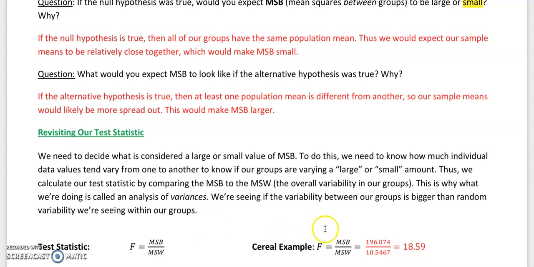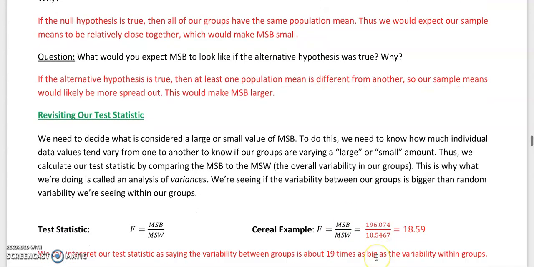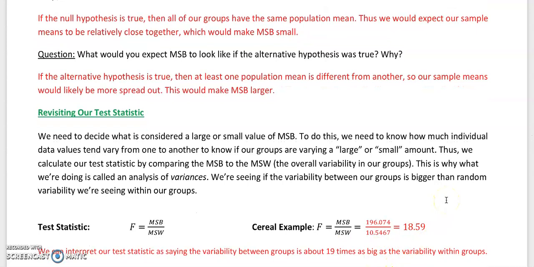So if you look at what this was for the cereal example, our mean squares between was 196, and our mean squares within was about 10.5. That actually tells us that there was about 19 times as much variability between the groups as there was within the groups. And that's a really strong indication to us that package design probably does matter, because these groups seem to be varying a lot more than we would expect if package design didn't matter at all.